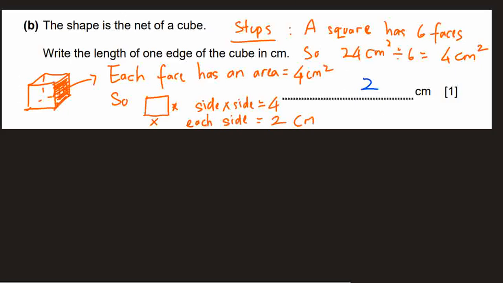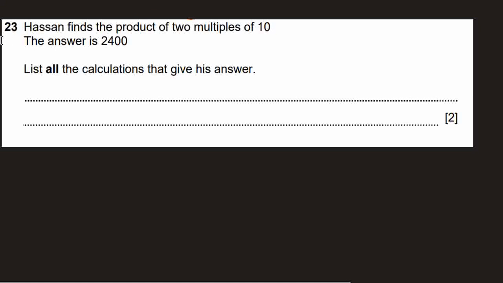Answers and explanation. Question 23 asks to find the product of two multiples of 10. The answer is 2400. These are all the calculations that give this answer.